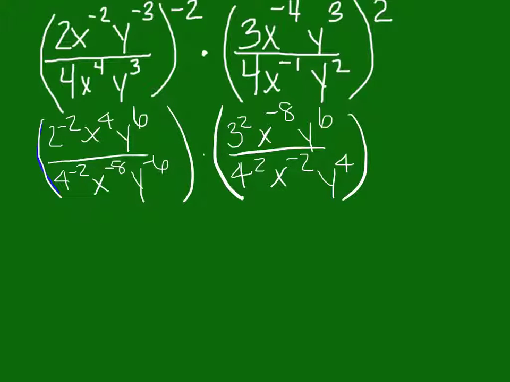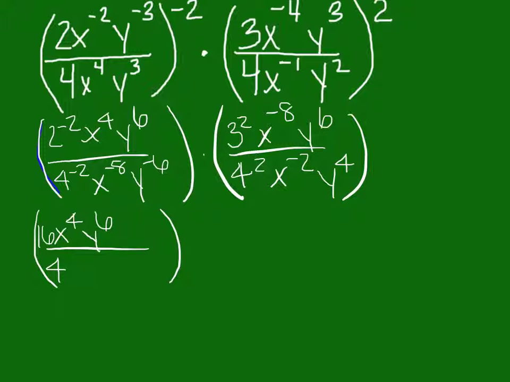Now we start to simplify. So 2 to the negative second is going to be moved to the bottom, and 2 to the second is what? 4. Okay, x to the fourth stays on top, as does the y to the sixth. Now we come down to the bottom part. 4 to the negative second is going to go to the top and become 4 squared, which is 16.